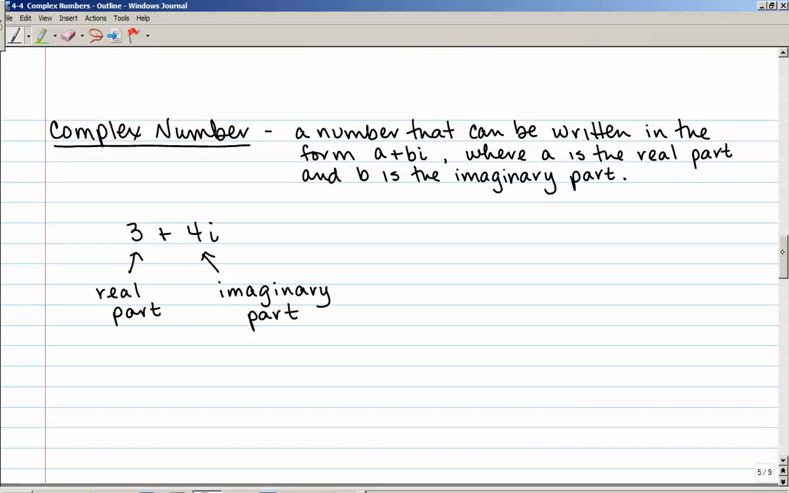Now, a complex number is a number that can be written in the form a plus bi, where a is the real part of the number and b is the imaginary part. So this actually has two parts to it. It's going to have a number out front, and that's real, just a plain old integer. It could be positive or negative. And then a plus or minus in the middle, and then the imaginary number here, so i multiplied by some number. This is complex because it has a real part and an imaginary part to it.